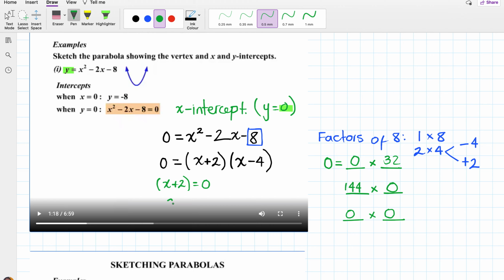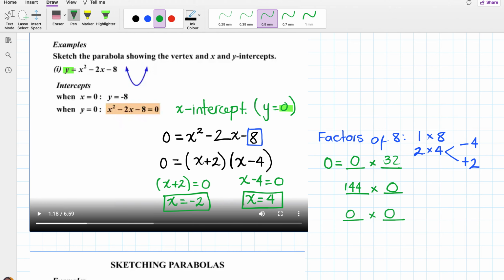Hopefully you're saying that. Or, and that's one of the solutions. Or that x take away 4 is equal to 0. And I get that by x equals 4. So that's the other option. That means that I have two x-intercepts. And we know that that's right because our parabola is going to cross the x-axis twice.